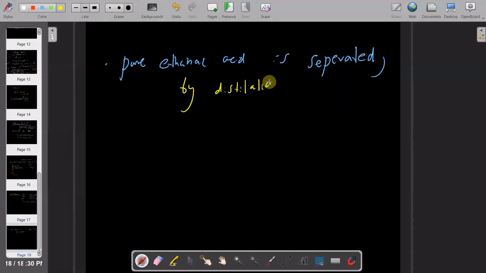Keep that in mind. So is it fractional distillation or just distillation? Simple distillation is enough, right? Fractional distillation is not needed. Fractional distillation is used mainly for, for example, crude oil. If you have a mixture of compounds having different boiling points, then you need fractional distillation, right? Simple distillation is more or less enough.